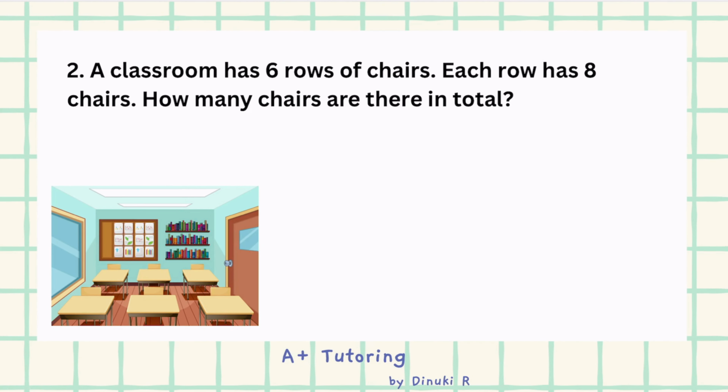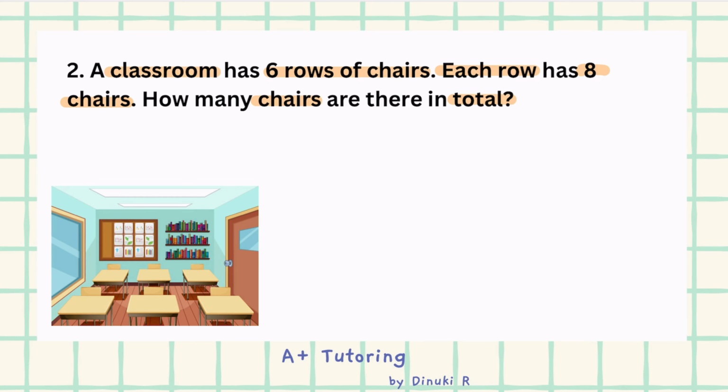So, question number 2. As always, pause the video here and take a second to understand what's going on in the question. Okay, now that you've had a chance to read over the question, let's go through it and find out what our keywords are. Okay, a classroom has 6 rows of chairs. Each row has 8 chairs. How many chairs are there in total?